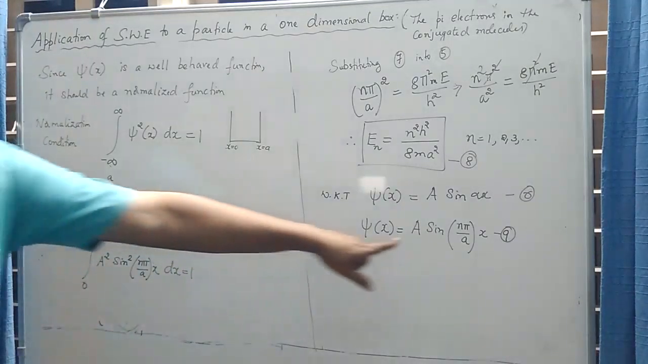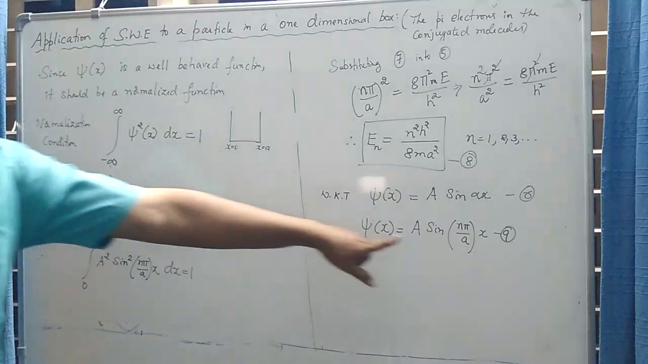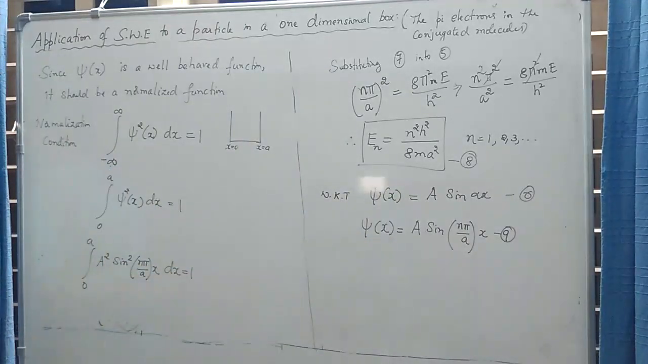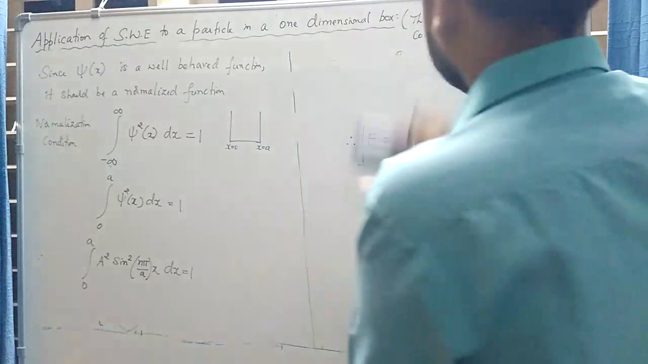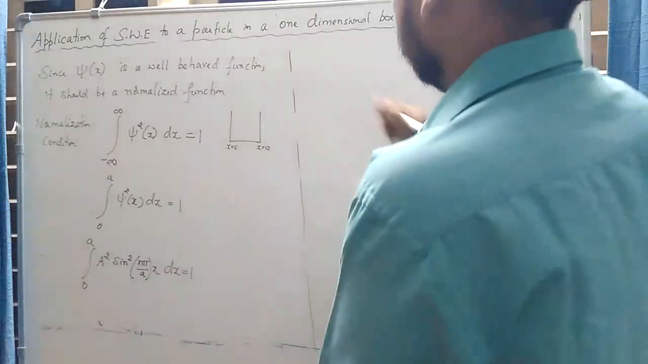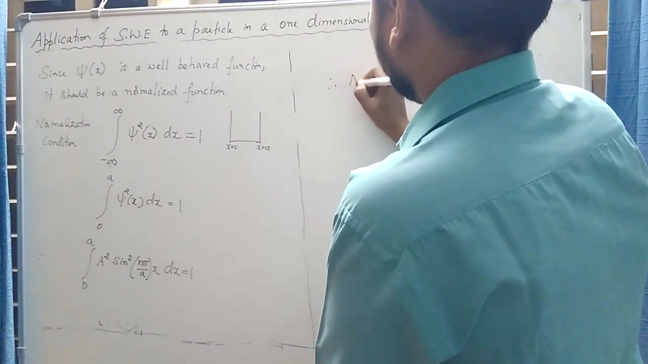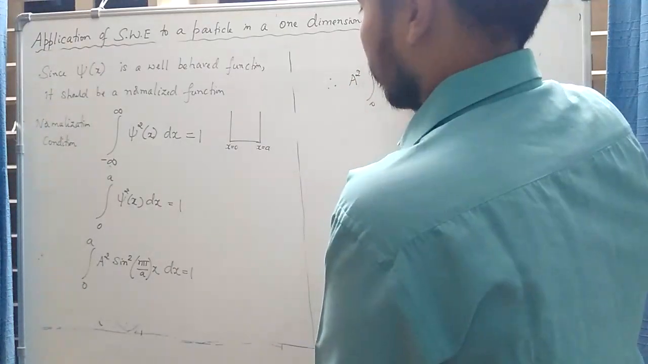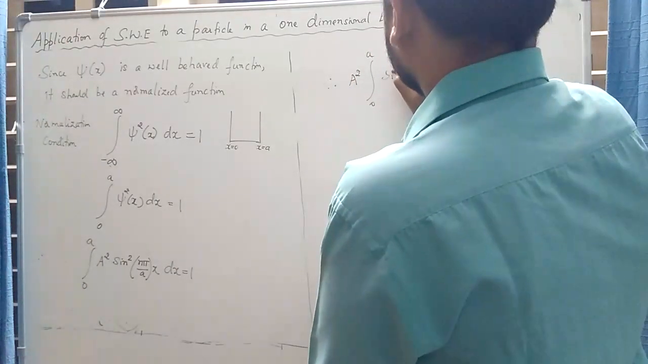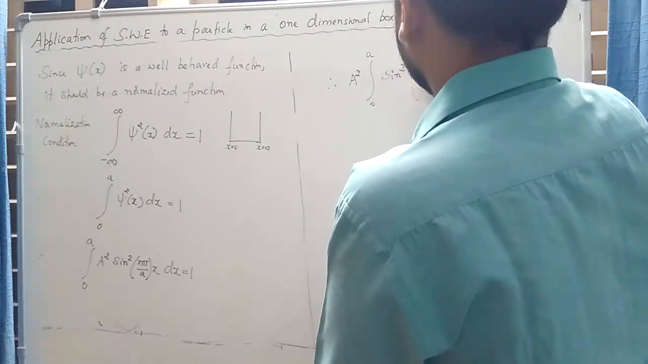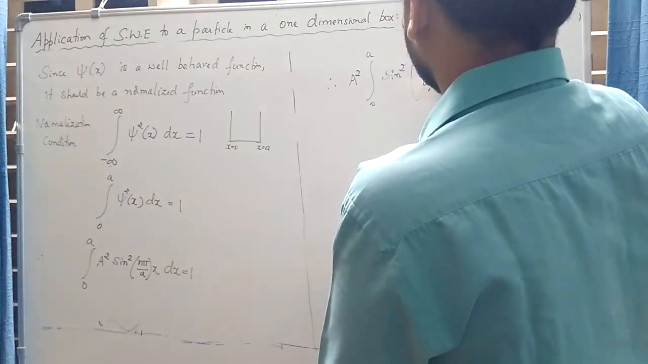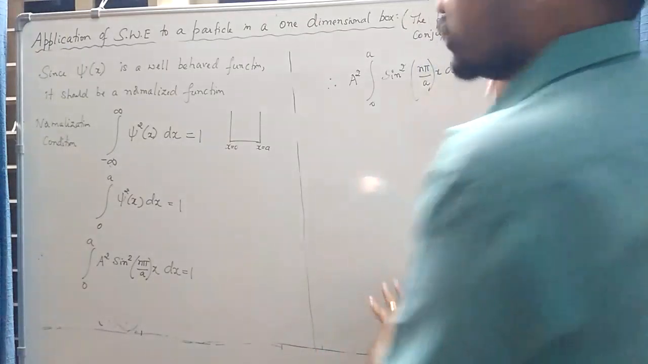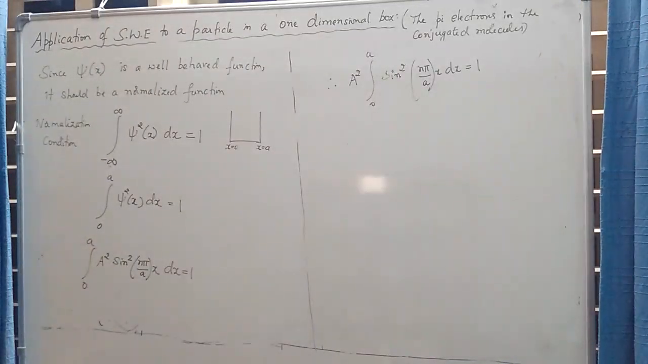I have taken just the square of this because here we have psi square. It is A square into sin square of n pi by a into x. Since A is a constant, we can remove it from the integration symbol and write it as A square into integration 0 to a of sin square of n pi by a into x into dx is equal to 1. I have just taken A square outside the bracket.